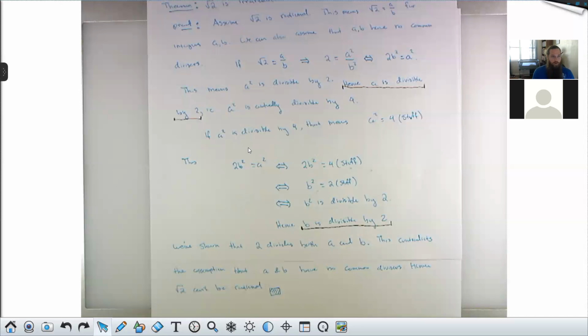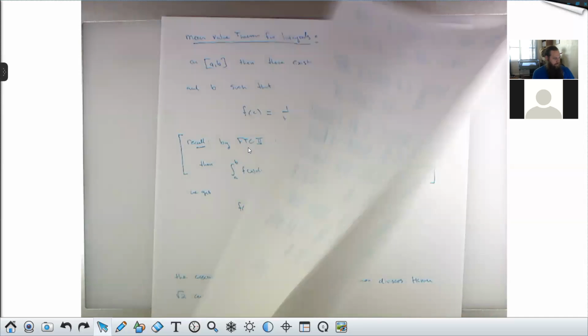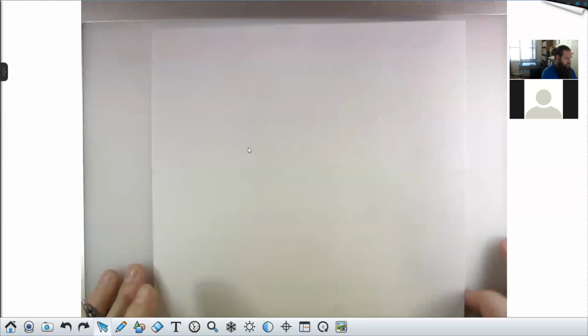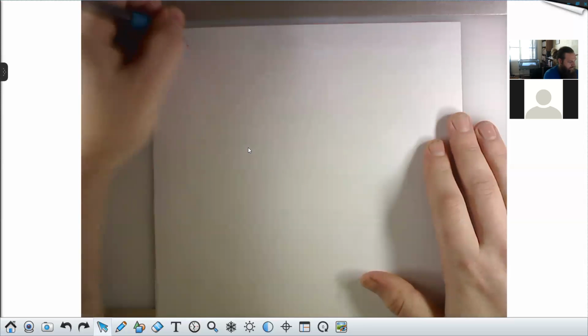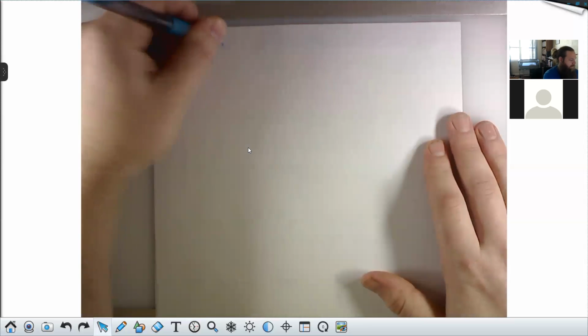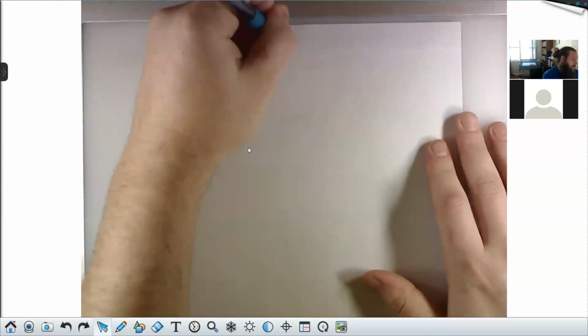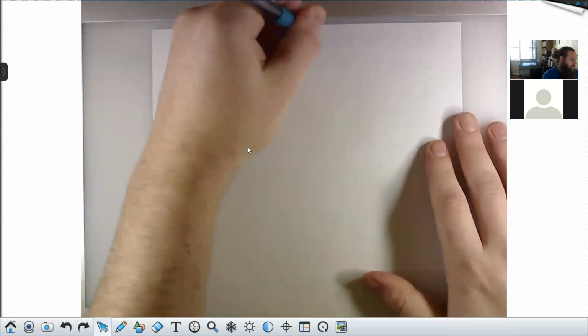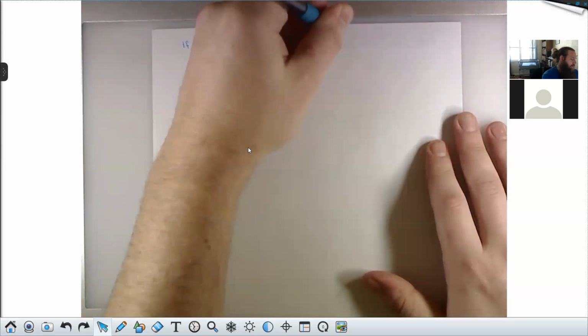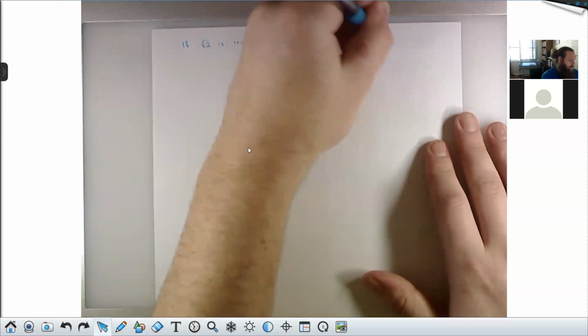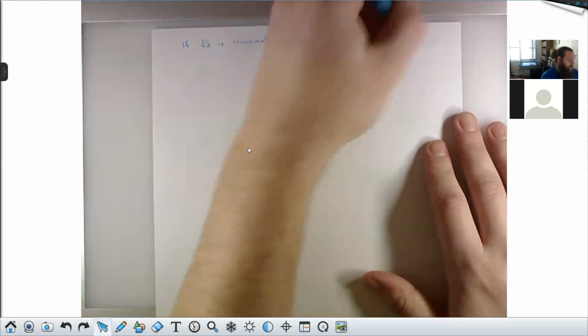One good answer to that question is something called Newton's method. I'm going to turn the page. If root 2 is irrational, how do we find a decimal representation?